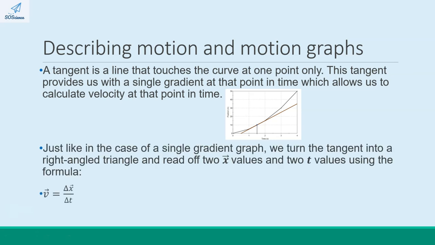So just like in the case of a single gradient graph, we turn the tangent into a right angle triangle because it has a single gradient. I like to extend it all the way to the ends of my graph. I find it easier to then read off my XF and XI values and my TF and TI values. But you can extend your tangent as far as you'd like and make a right angle triangle and read off the two respective X values and the two respective T values.